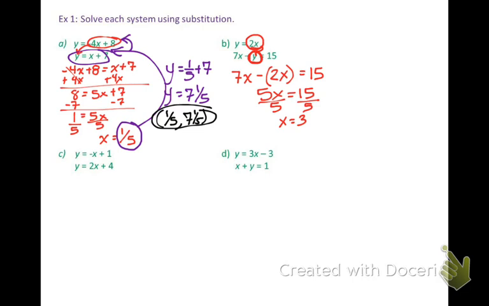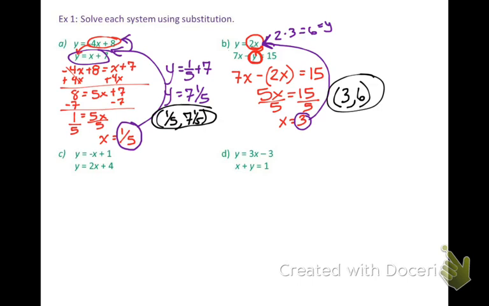Okay, so I have my x. Now I'm going to go to my y. I'm going to plug this in for this one. That one's the easiest one. I want to find out what y equals. So y equals 2 times 3, which equals 6. So now I know what y equals. So now I can do my coordinate. x goes first, 3. y goes second, 6. C is just like A, so I'd like you to try it by yourself.